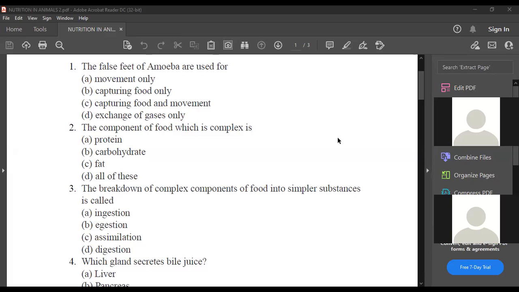Ahana Singh, what is the answer for the second one? Very good, Shiva. The answer is D, all the above. The components of food which are complex in nature are all the above only.